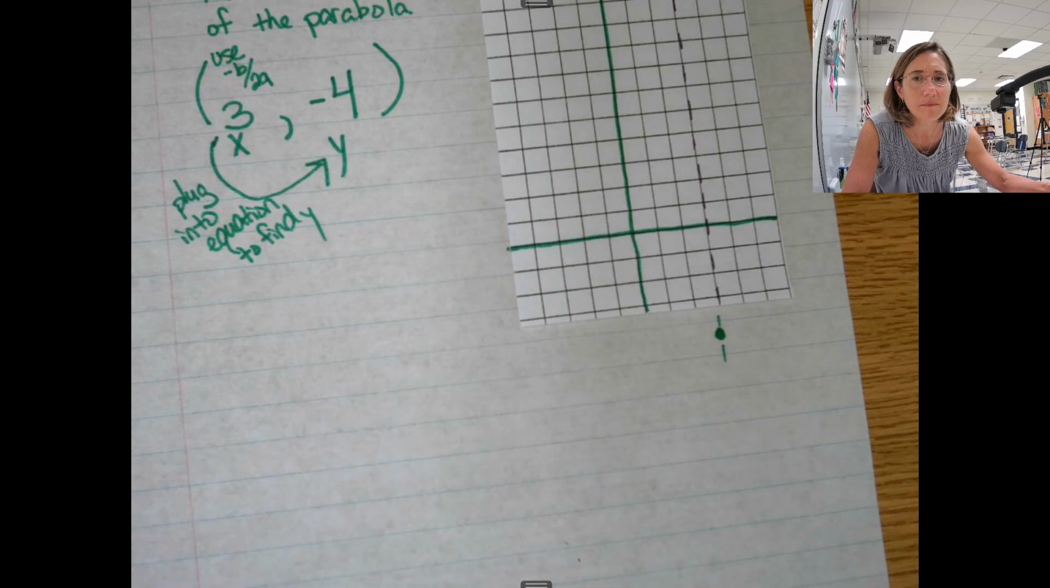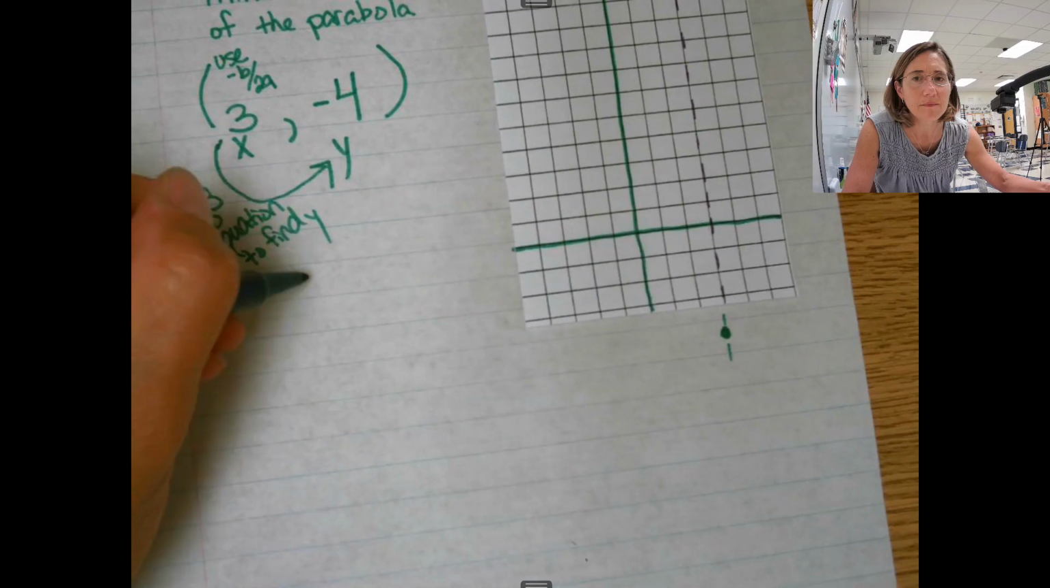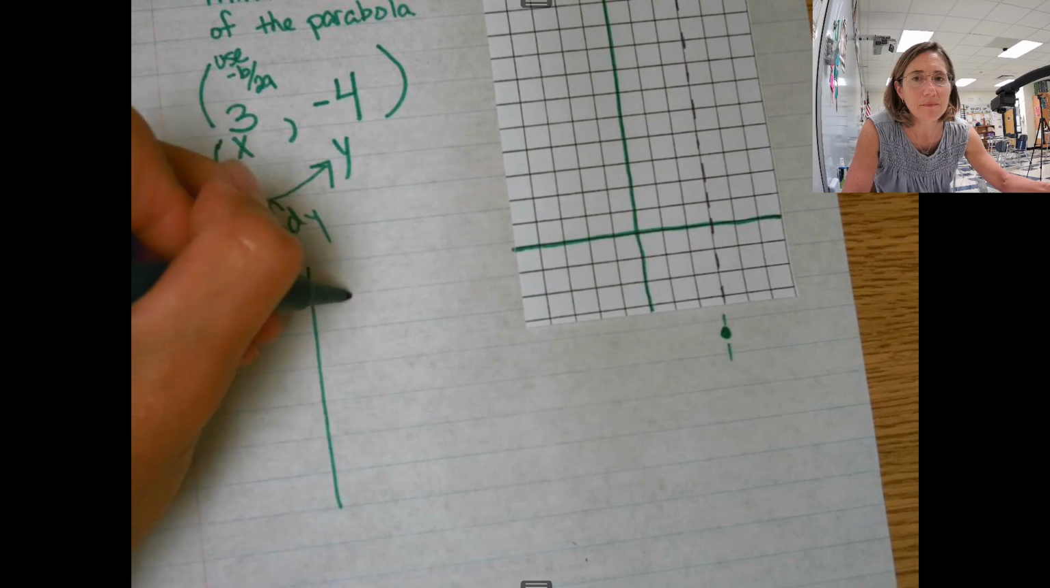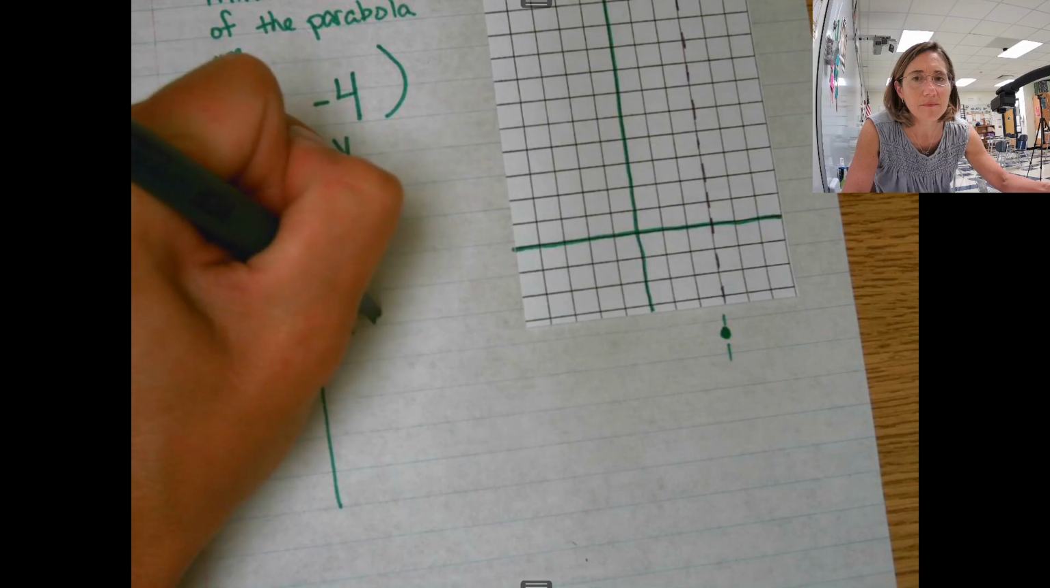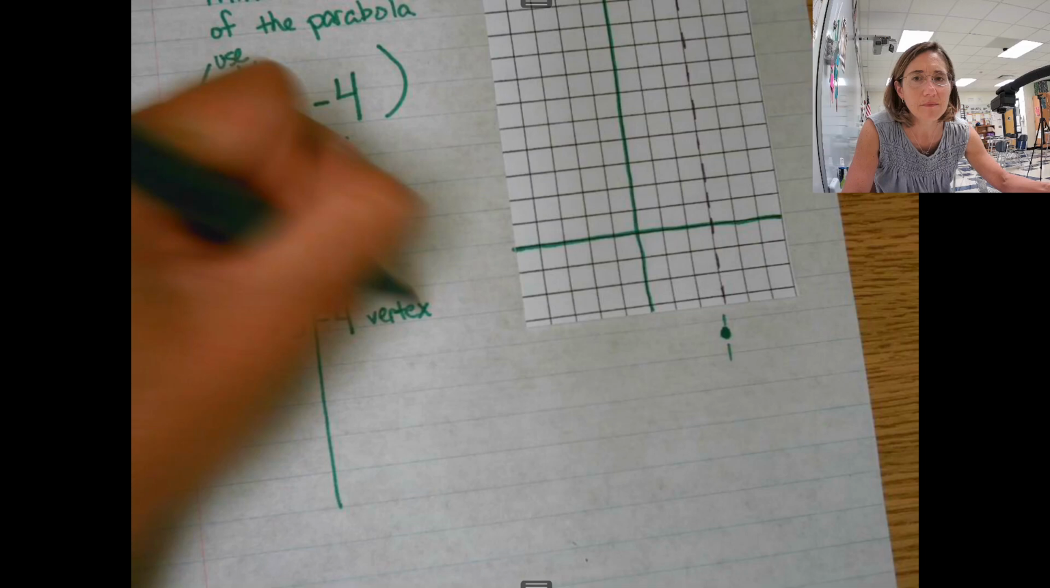Or well, if the A was negative. We do not have a negative A. So this one is going to smile, okay? It's going to face up. So I just need to find a couple of more points here so I know what this is going to look like. So I already know the vertex is at 3, negative 4. So that's the vertex. So that's good.